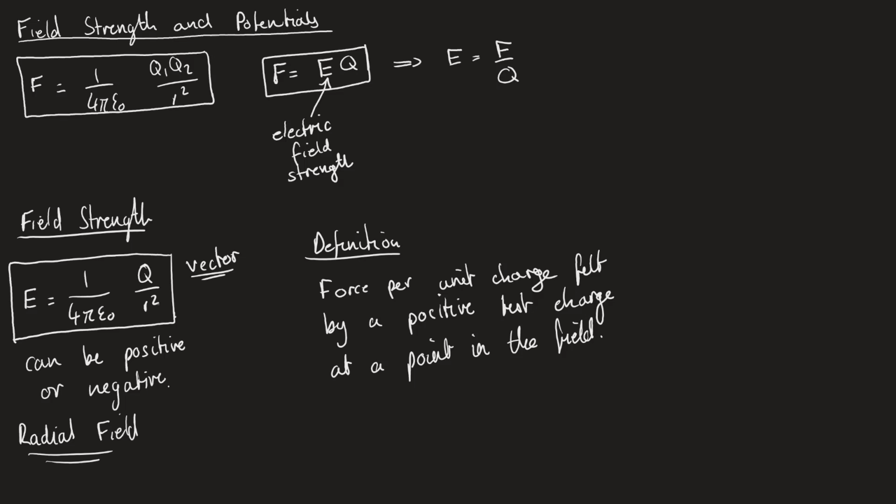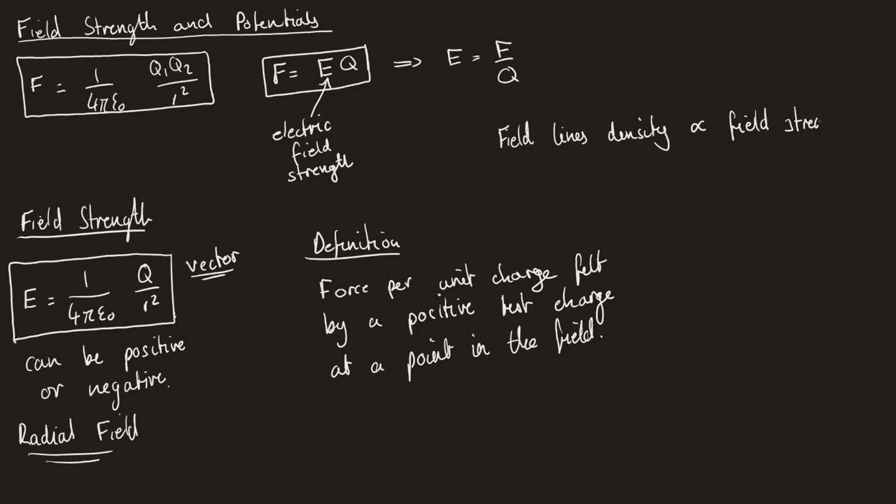But we can see for these fields, we can also make the same assumptions that we did for gravitational fields in looking at the field lines. So the field lines, we said in the gravitational fields, actually represent the field strength. So the field line density is proportional to the field strength.